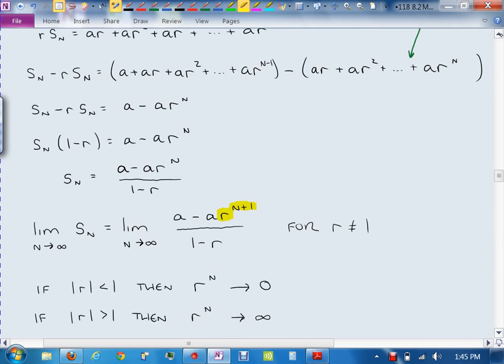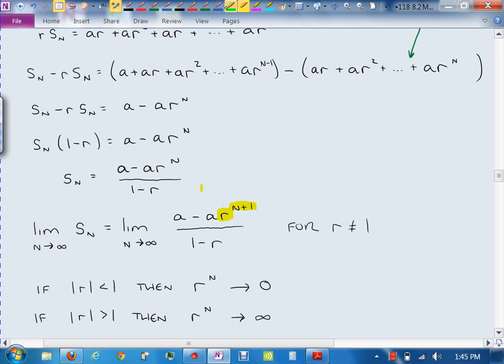Well, don't we already know that if the absolute value of r is less than 1, that means it's a fraction? If I take a fraction and start raising it to powers, it gets smaller, right? And so that thing should go where?